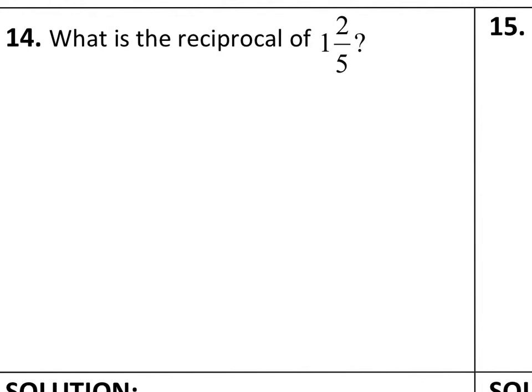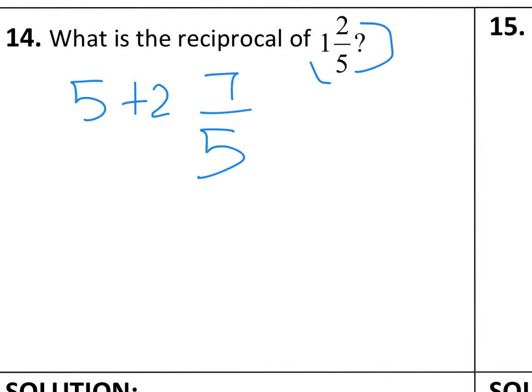Alright, so first we need to turn this mixed number into an improper fraction before we can find the reciprocal of it, because we can't find the reciprocal of three numbers. So what we would do is say 1 times 5, so that's going to give us 5, and then plus 2, and that's going to give us 7 over 5. So that's how we would turn that into an improper fraction.